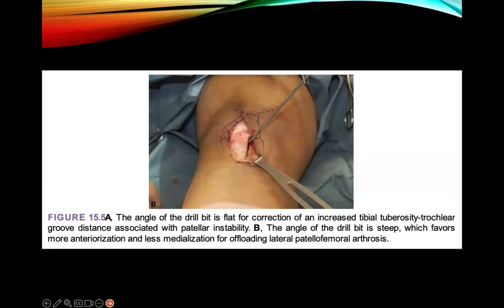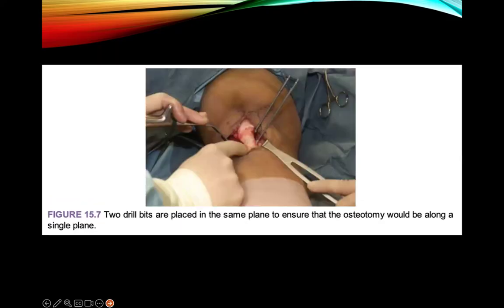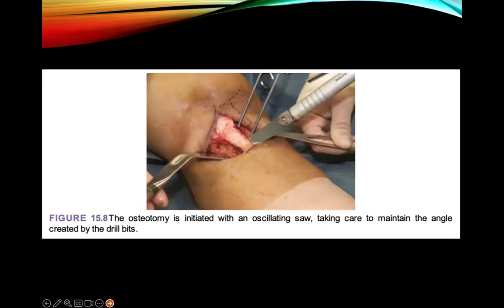Then osteotomy is planned based on the TTTG ratio and the patellar tracking. Then the drill bits, as you can see, are inserted proximally and distally and exit laterally, not posteriorly. Then these two drill bits are placed in the same plane to ensure that the osteotomy would be in a single plane. The drill bits are supposed to exit laterally. Then an osteotomy is done using a saw, making sure that it is parallel to the two guide pins that we have inserted.